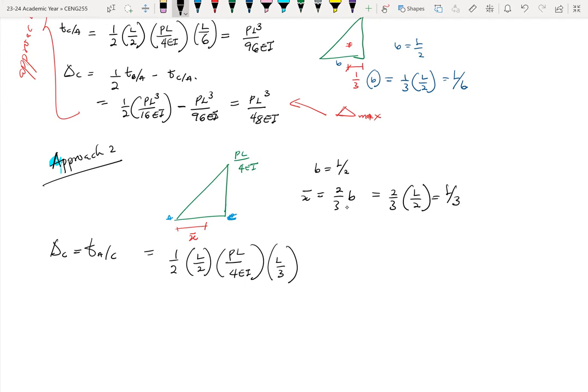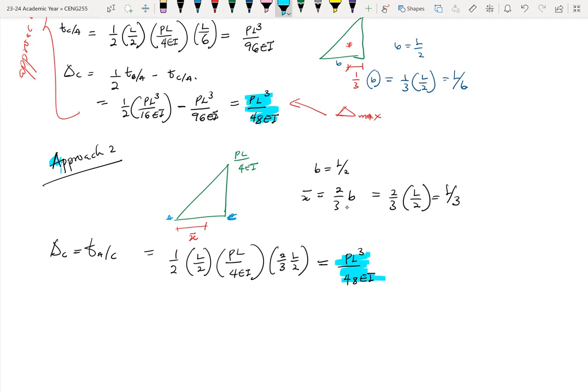Okay, and then maybe let me put in the general term so that we know what we are doing, like this, and that will give us PL cubed over 48EI. All right, so they both are the same.